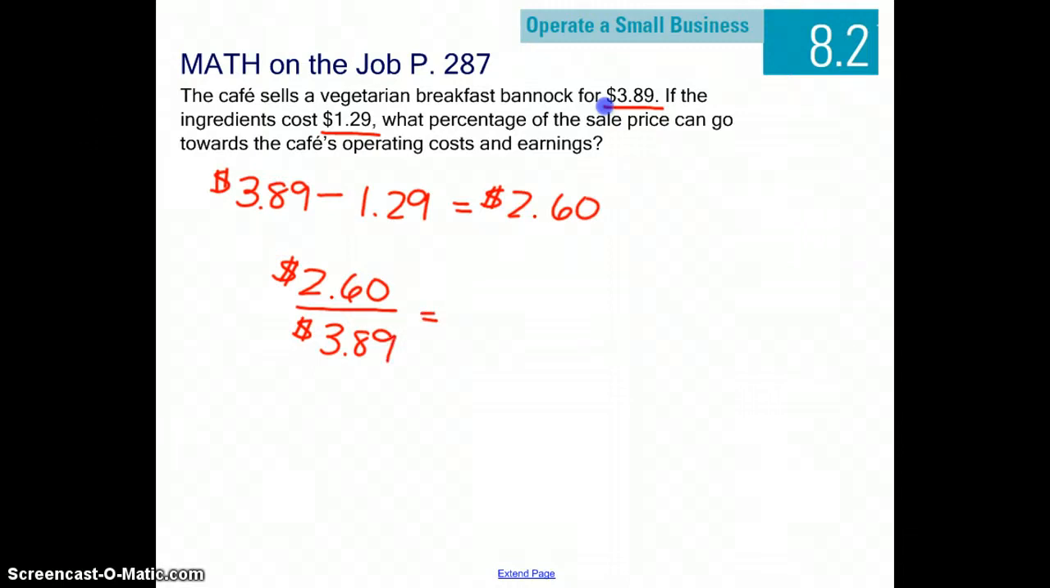Again, you always need to times it by 100 to get your percentage. So you'll get 66.8% of this is profit. And profit can go towards costs, it can go towards salaries, anything like that.